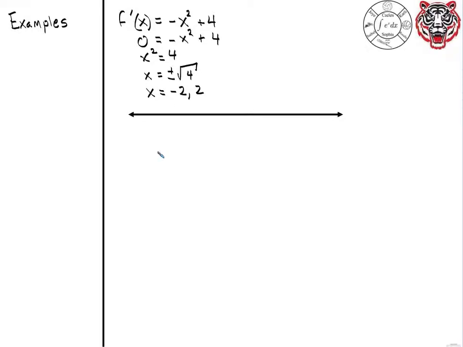Give me a thumbs up, thumbs down. Did you get both answers? No, I only got one. You forgot the plus or minus? Yep, so whenever you take a square root, it can be either or. Plus or minus. All right, so let's go ahead and mark those on our x-axis. This is our x-axis. So I'm going to say a tick mark at -2, a tick mark over here at 2.